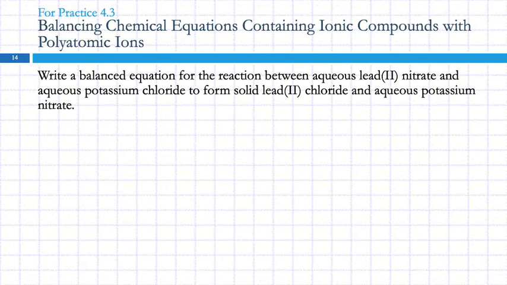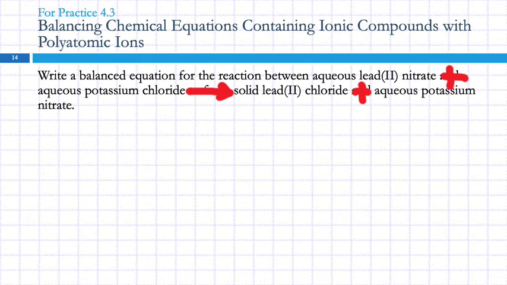Write a balanced equation for the reaction between aqueous lead 2 nitrate and aqueous potassium chloride to form solid lead 2 chloride and aqueous potassium nitrate. So here we've got reactants and to form products. Now this one, ionic compounds with polyatomic ions. So here we have lead 2 nitrate.